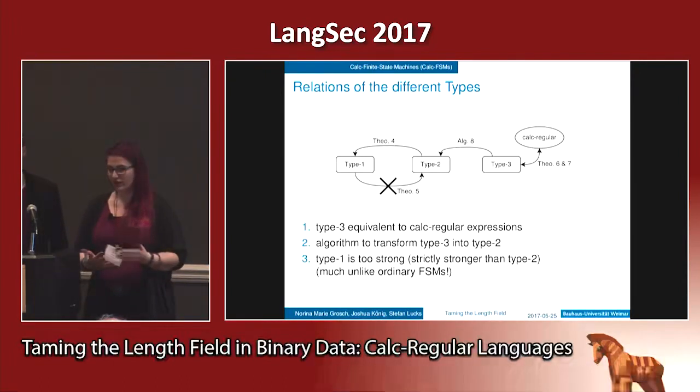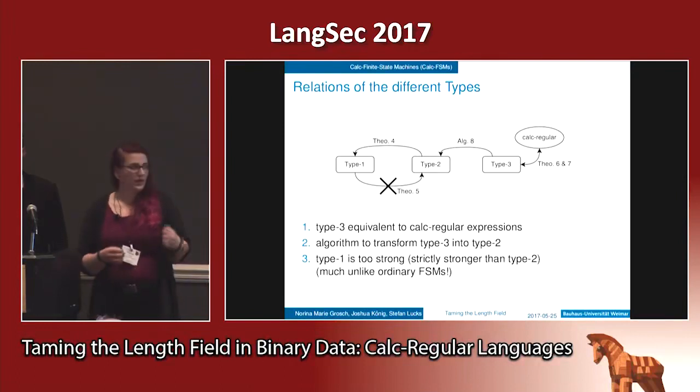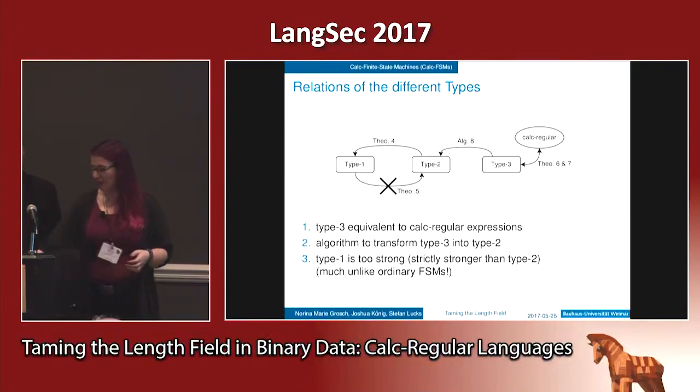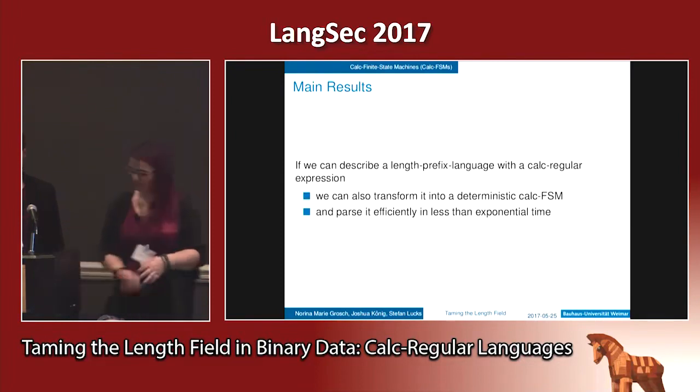Type 3 is equivalent to the set of Calc regular languages and can be transformed into a type 2 with an algorithm. But type 1 and type 2 are here not equivalent like in the regular FSMs. Type 1 is too strong for just regular expressions. So in the end, if we can describe a length prefix language with a Calc regular expression, we can also transform it to a deterministic Calc FSM and parse it in less than exponential time.